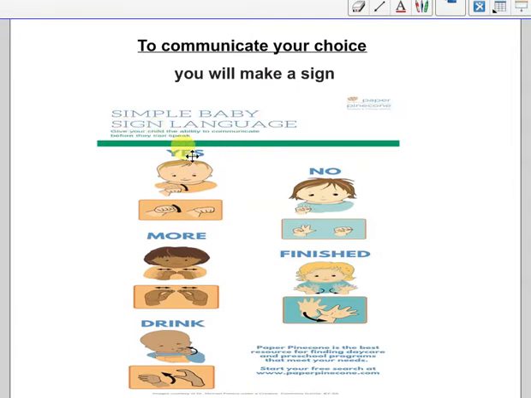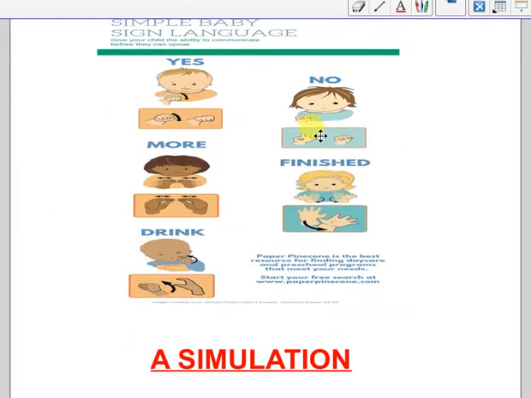We can communicate our choices by making a sign. Make what? A sign. Without talking, we can make a sign. Like when we do this sign, this may be yes, this sign means no, this sign means finish, this sign means drink. When we put things in front of our mouth, this sign may be what? Drink.